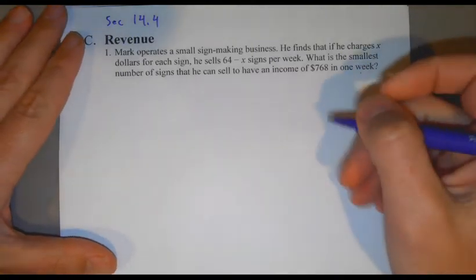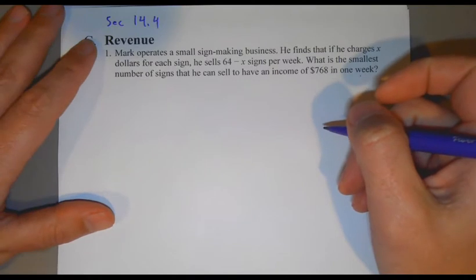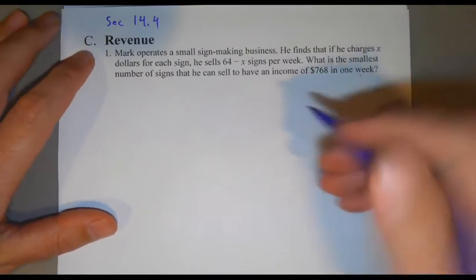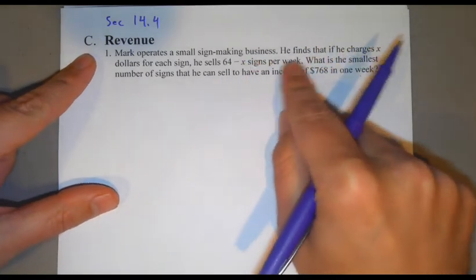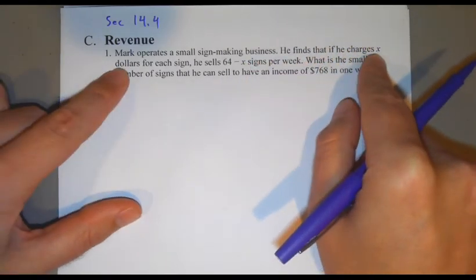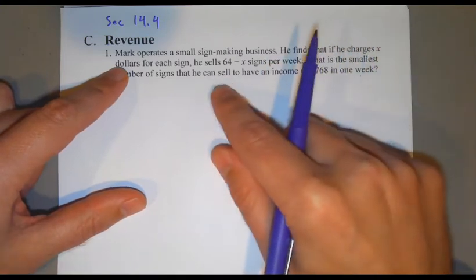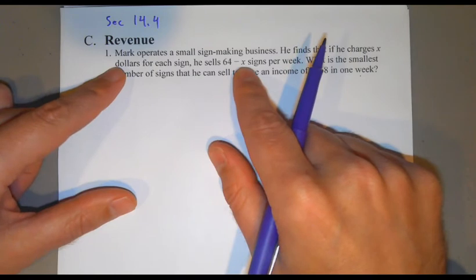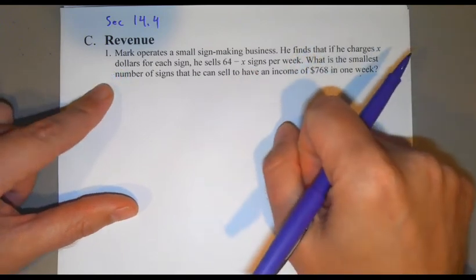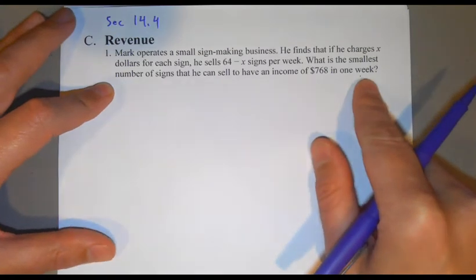Okay, so our class was in the middle of this problem and we started having difficulties. So I'm going to start from the beginning, and we're looking at the situation where someone is operating a small sign making business, and they find that if they charge a specific price for each sign, they're going to sell 64 minus X signs per week. What is the smallest number of signs that he can sell to have an income of $768 in 1 week?